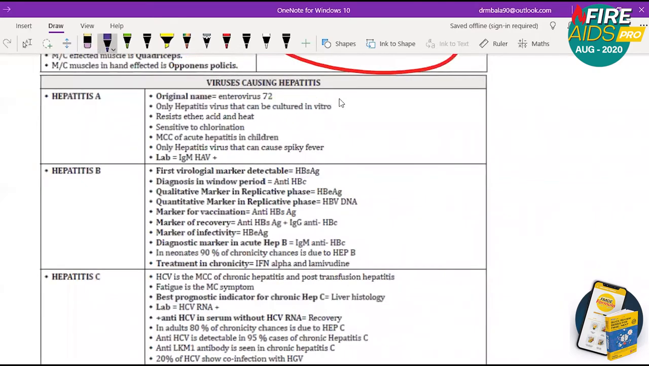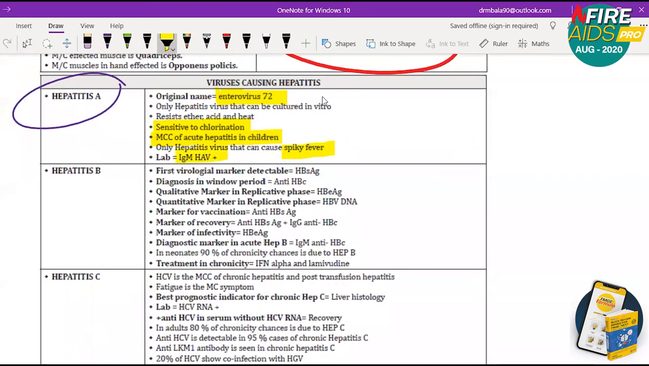Regarding hepatitis A, the original name is enterovirus 72. Hepatitis A is sensitive to chlorination. It is the most common cause of acute hepatitis in children. It causes spiking fever. And IgM HAV will be positive in the laboratory test.